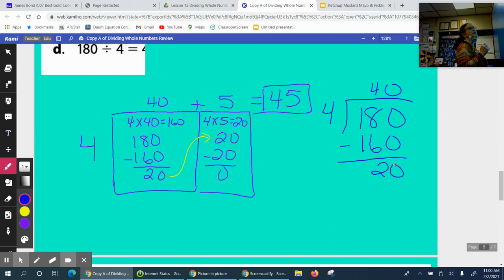All right. And how many 4s are in 20, my dear? 5. Because 4 times 5 is 20. And that 5 goes up here because I'm going to add it together to get my answer. So my answer, once again, is 45.